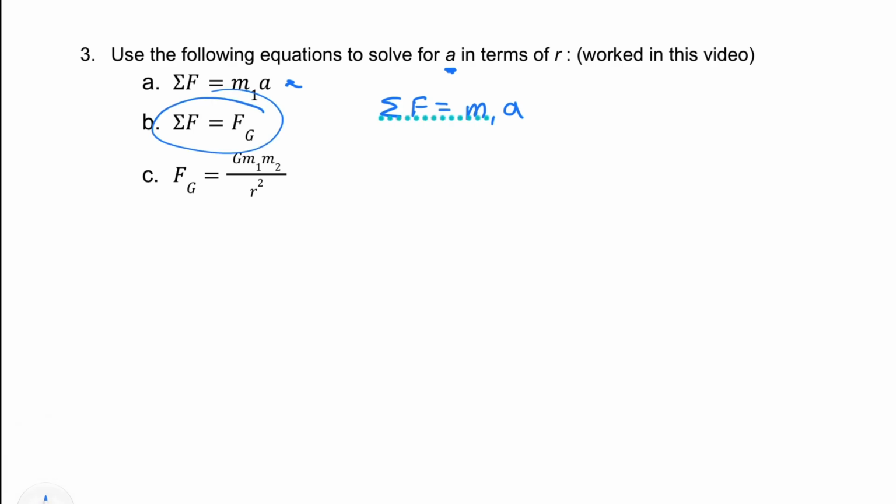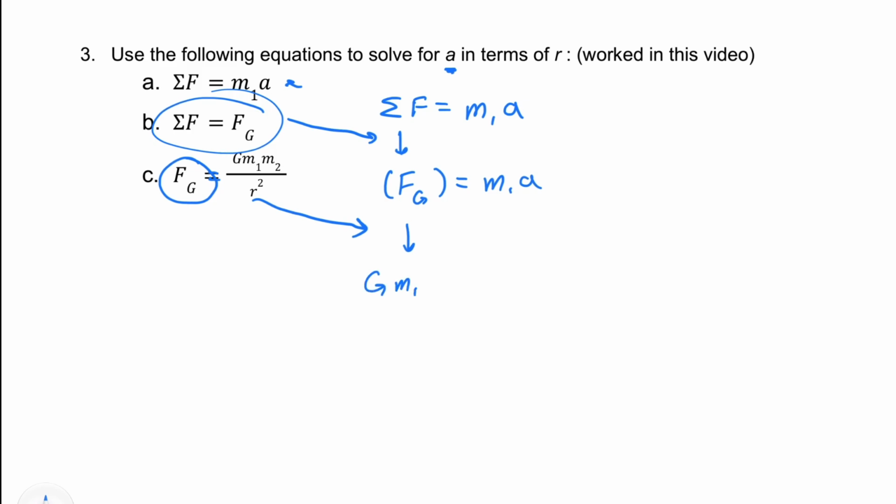The next one we know is that sigma f equals fg, so we can substitute fg in for sigma f. So fg equals m1a. And now we also know that our big F G equals big G times m1 times m2 divided by r squared. So we can substitute that in further for that F G. So we'll take G m1 m2 over r squared equals m1 times a.